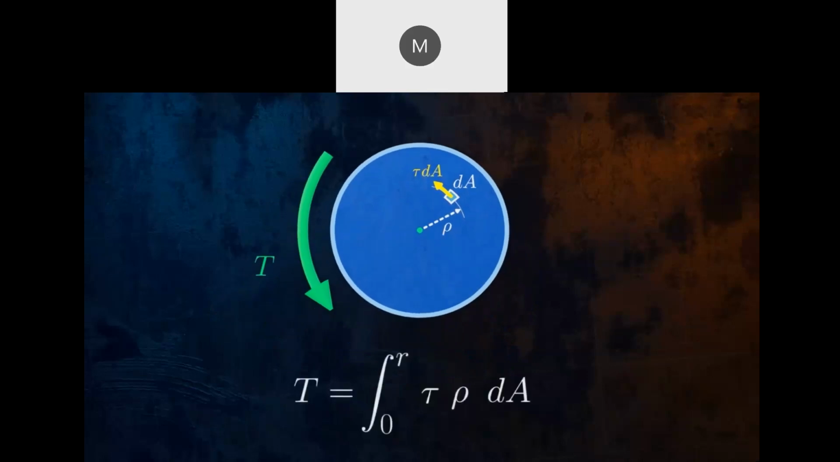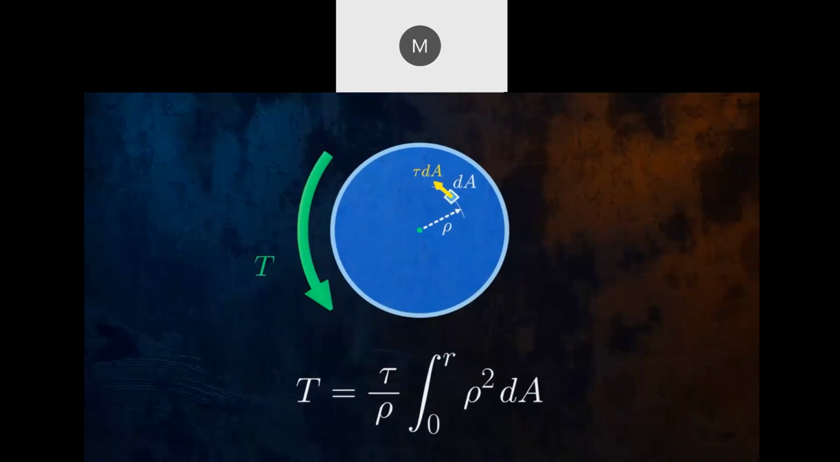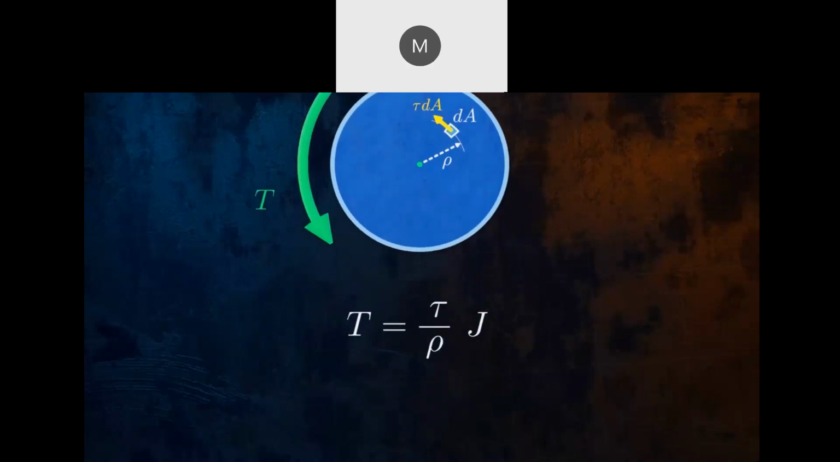We know that the quantity tau divided by rho is a constant, because the shear stress varies linearly with the distance from the center of the cross-section. So we can rearrange the terms and move tau over rho out of the integral. It turns out that the integral we now have on the right is actually the definition of the polar moment of inertia, so we can replace it with the letter J. And we can rearrange this to get an equation for shear stress.